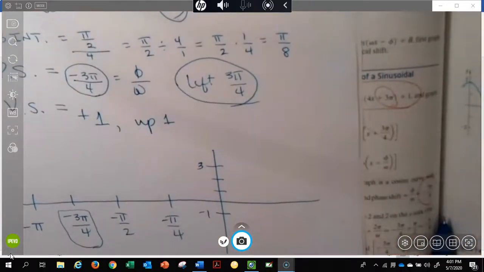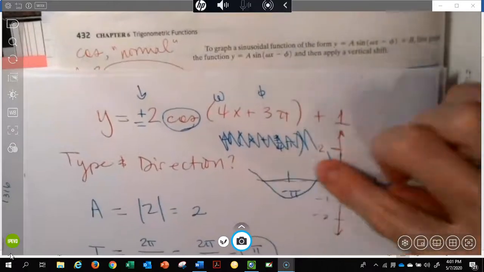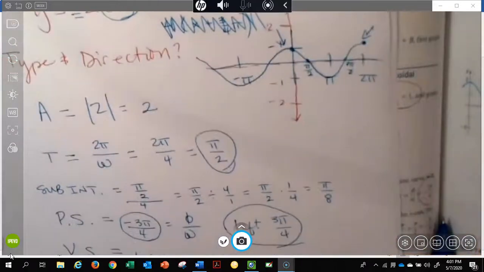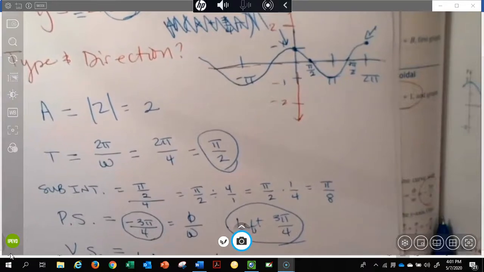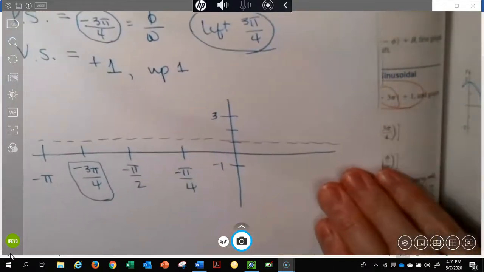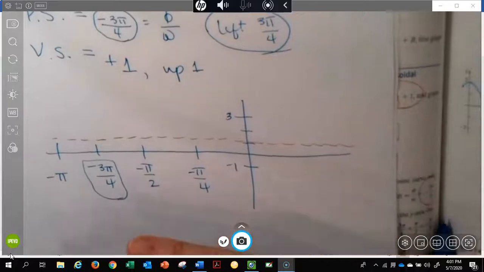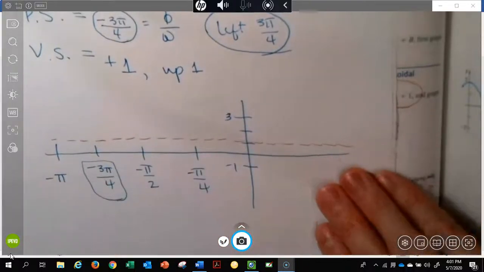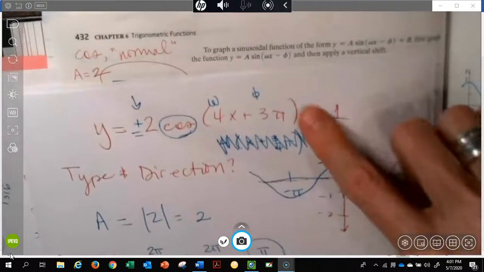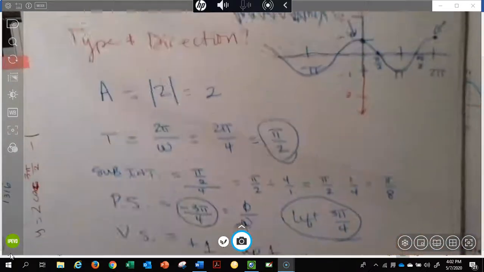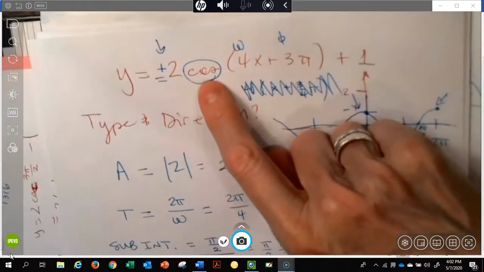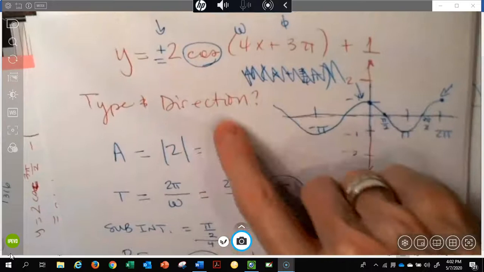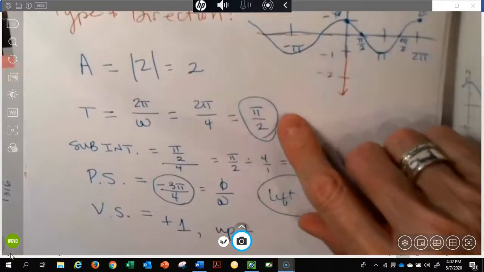What that also means is my normal x-axis has been shifted up, and everything is going to revolve around not the x-axis, but right above it, because we have shifted up 1. All of that to say, we've taken care of amplitude. We've taken care of the idea of cosine. That's got to come back for us. Type and direction, amplitude, period.